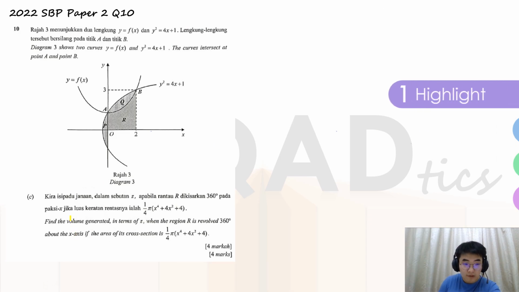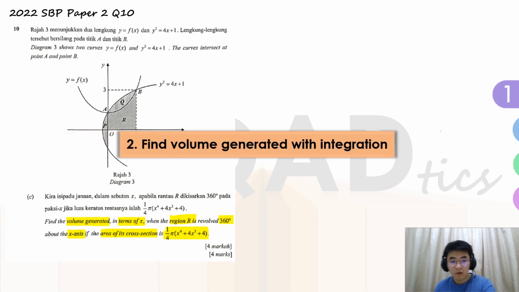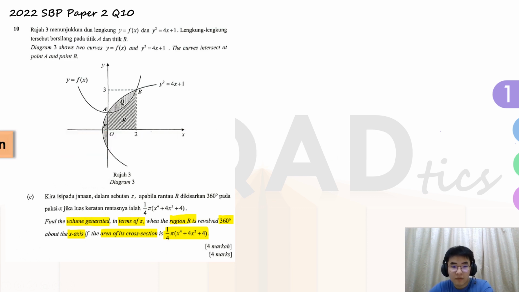Alright, moving on to part C, we need to find the volume generated when this region R rotates around the x-axis at 360 degrees. So our answer needs to be in terms of pi, meaning we don't change the pi to a number. And they've given us this clue, which is the area of region R is this equation. So this is the second aim of this video. We need to learn how to use integration to find volume generated.